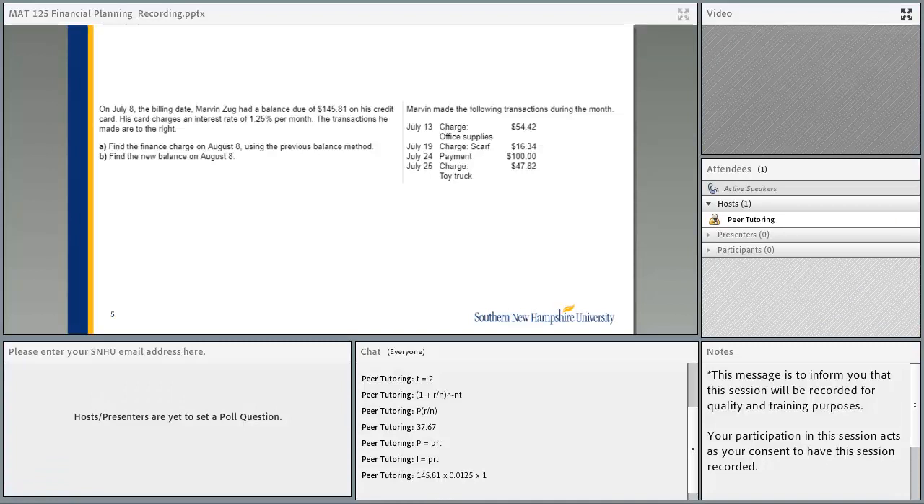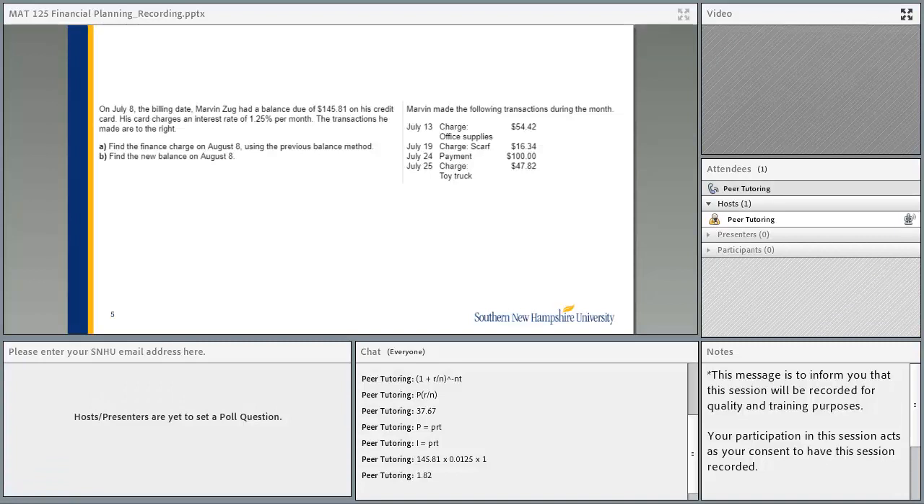So let's do that in our calculator and see. We have 145.81 times 0.0125. So I get about 1.82. So the finance charge on August 8th is going to be $1.82.